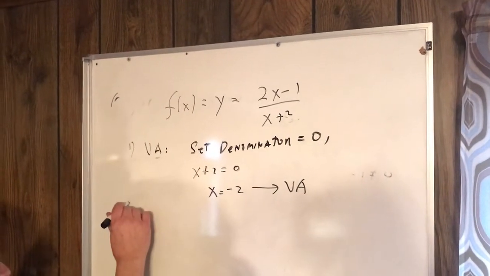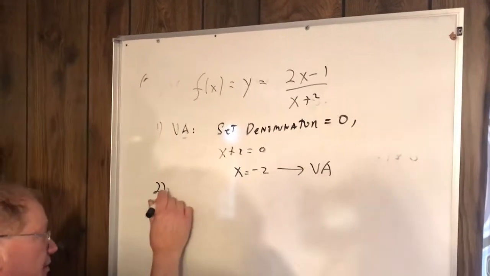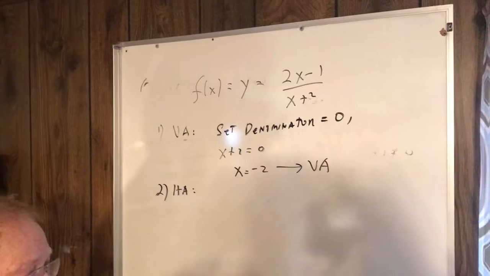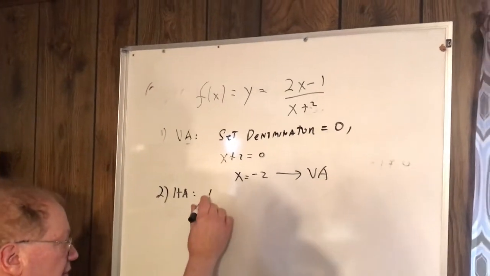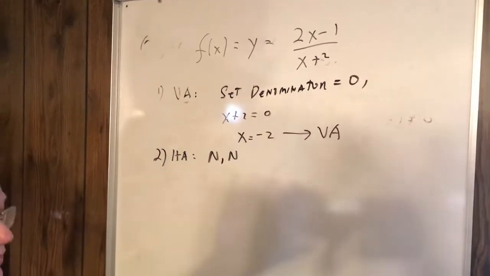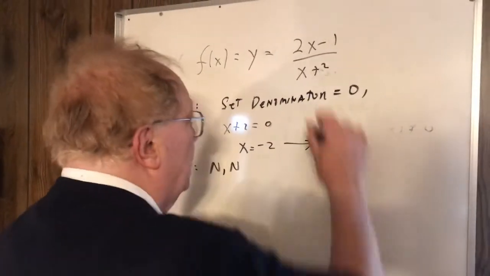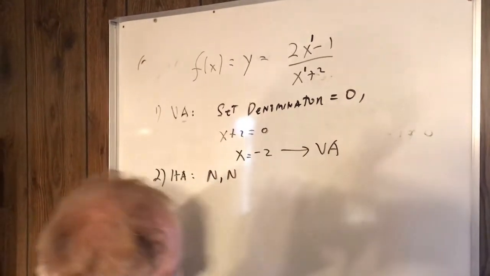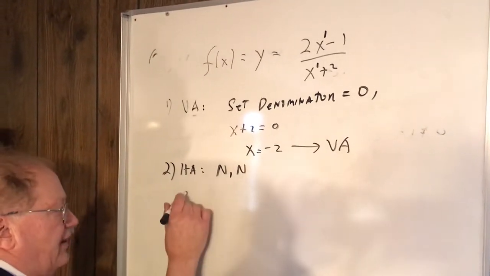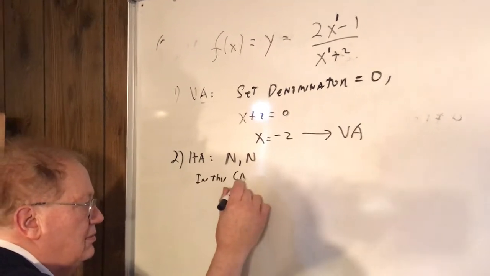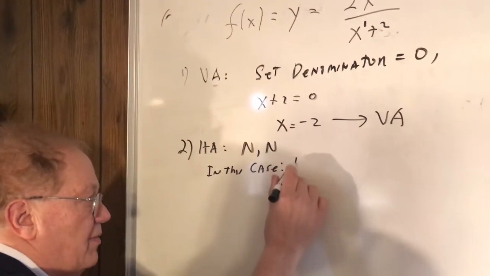And now let's find our horizontal asymptote. This is a little bit harder. This involves the m and the n that we talked about. Well, if you look at the powers of the first term in both of these, they're 1. So in this case, m equals n.